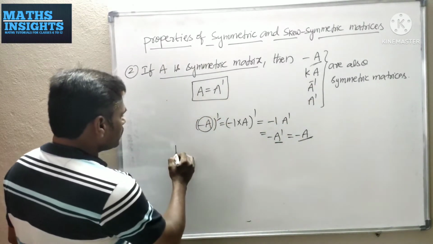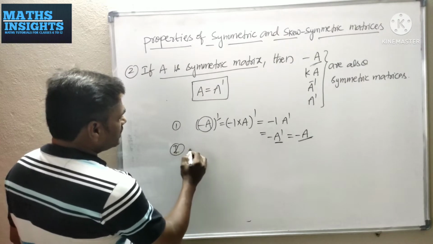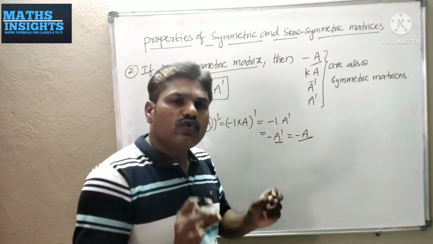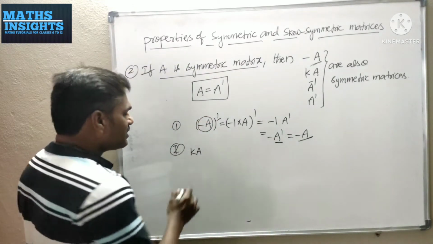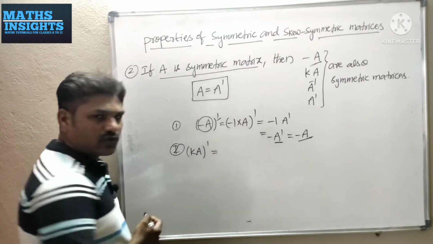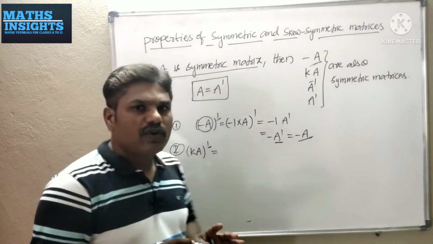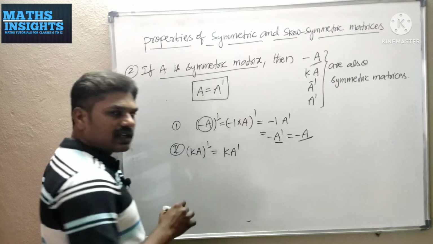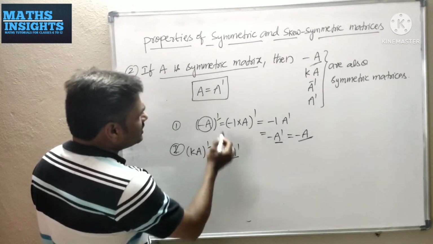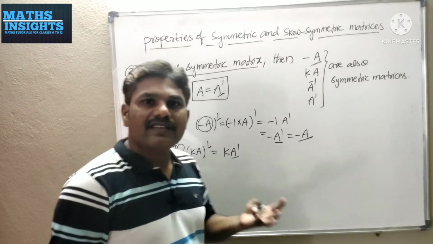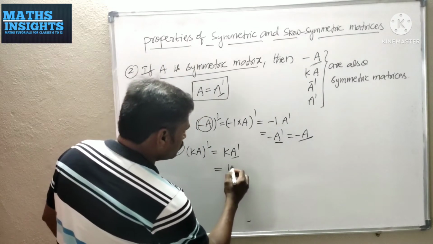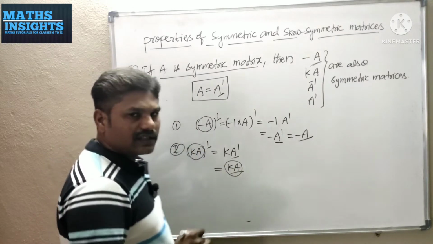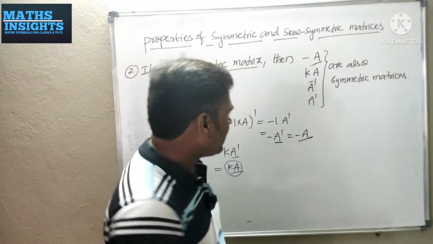Next one is K into A. If you want to check whether it is symmetric or not, as I said, take the transpose and you have to get the same again. KA whole dash is equal to K into A dash, because transpose is generally applicable to matrices, not to constants. So this constant comes as it is. But A dash is equal to A, since A is a symmetric matrix, so that is equal to K into A. Whatever matrix you have taken, you are getting the same again. Therefore, K into A is a symmetric matrix.